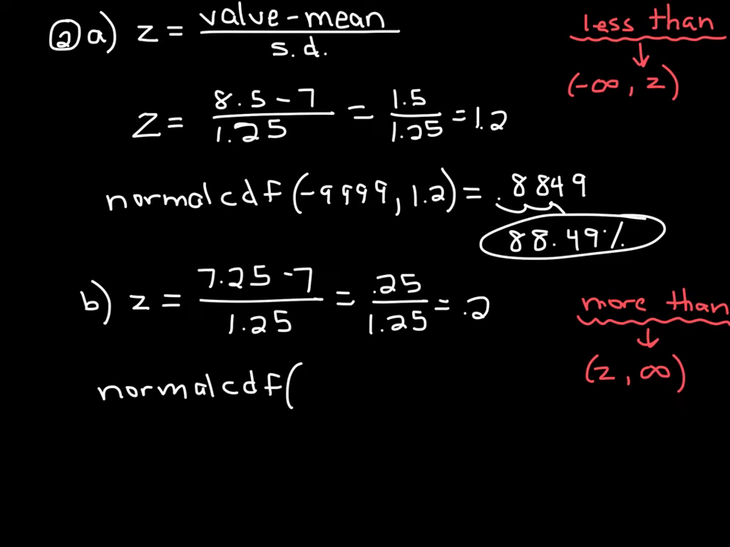So we usually use positive 9999. All right, so in your calculator, when you go to normal CDF, the z-score associated with the amount of time the teacher sleeps is 0.2. And we're going to go all the way up to a really big number. Okay? So this time when we do this, our calculator is going to give us 0.4207. So if we want to change that again to a percent, that would be 42.07%.